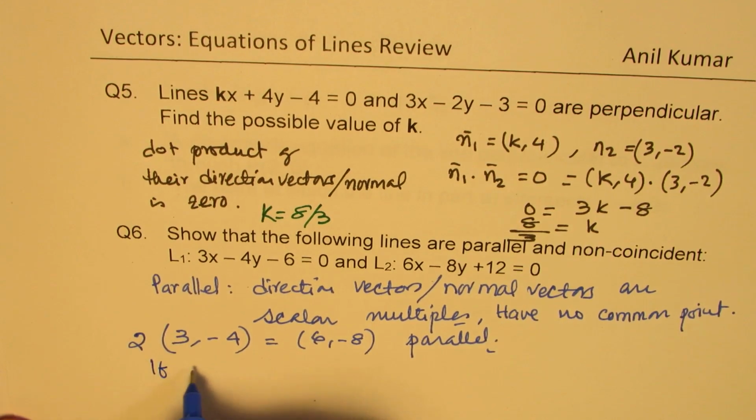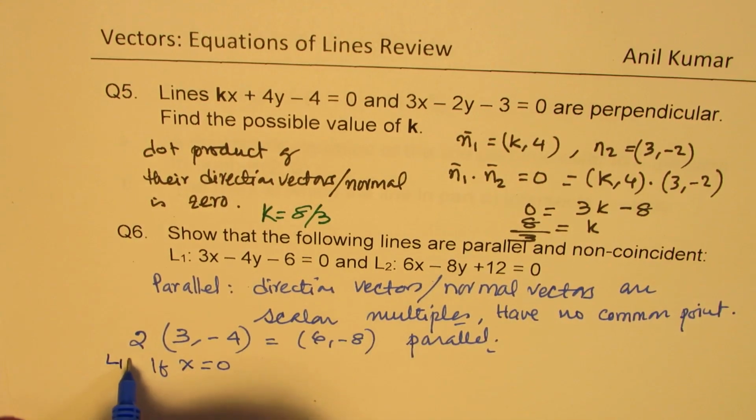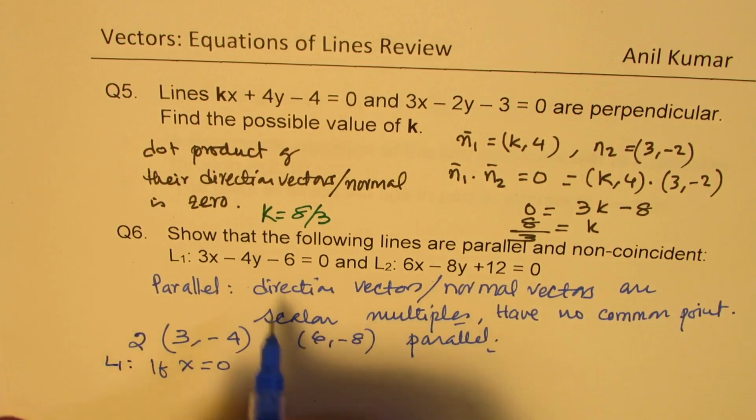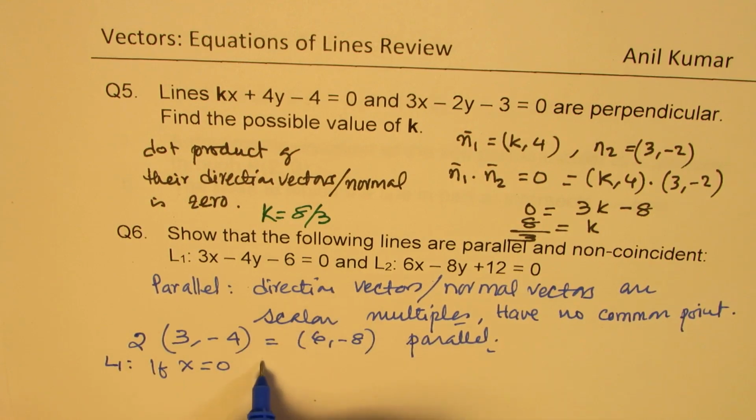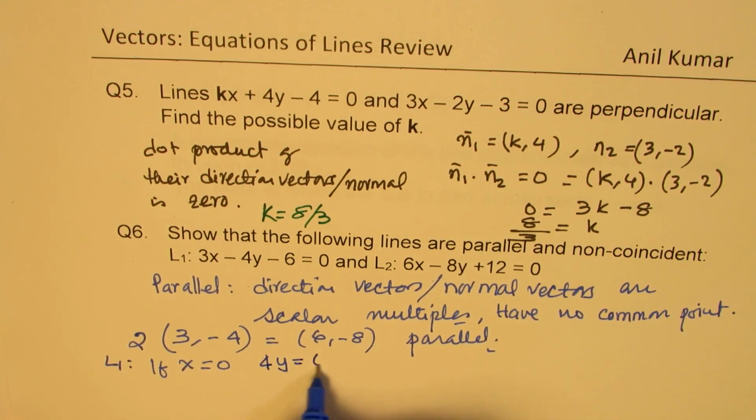So if x equals 0 in line 1, then what is the value of y? We have 4y equals 6, or y equals 6 over 4, which is 3 over 2, right? So that is what we get.